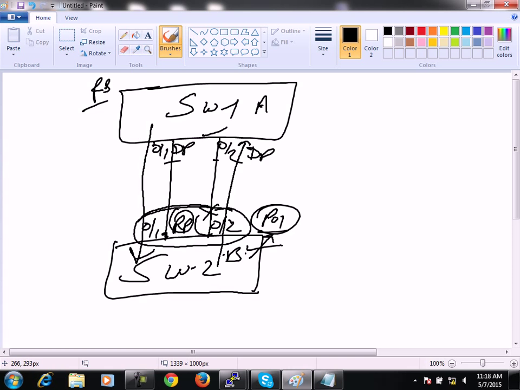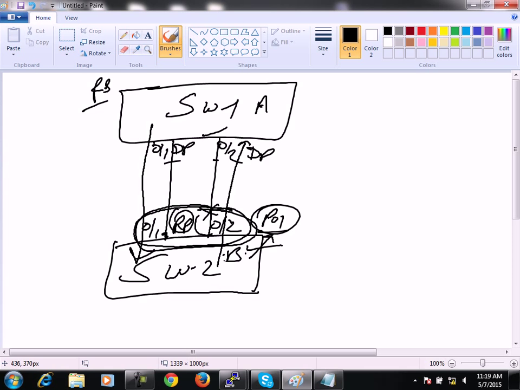Then after you decided to bundle them, you configured a static EtherChannel here, right? So it created a port channel. So now STP can look at the port channel only. STP will put that port channel into the forwarding state because it will think that there is only one link available now. So in the background of this port channel, these two physical links are working, and they will move into the forwarding state automatically.